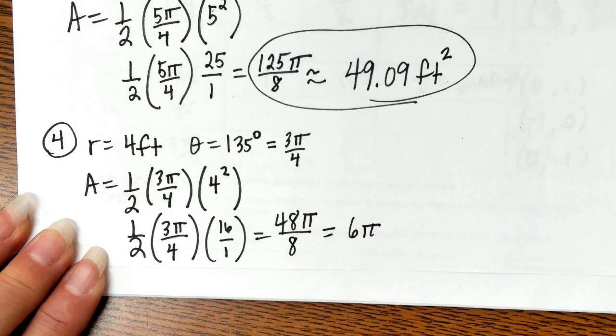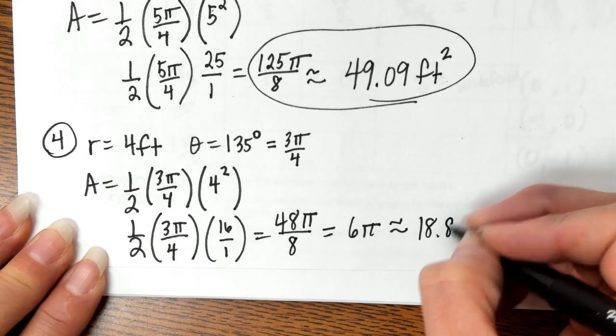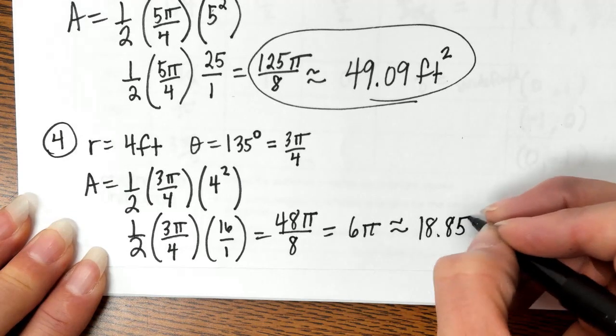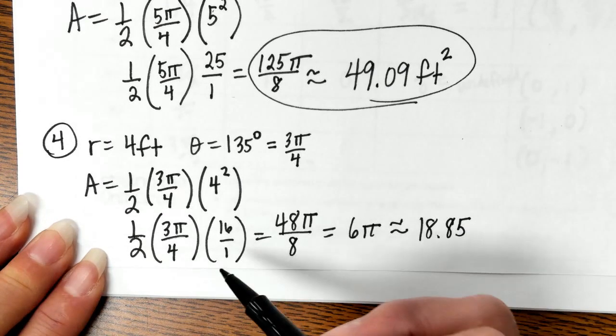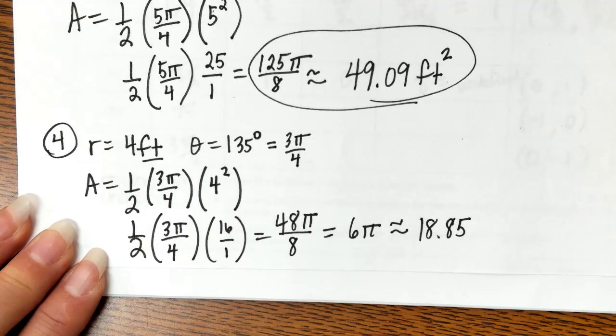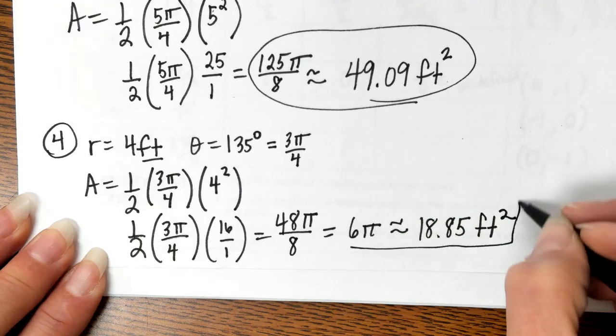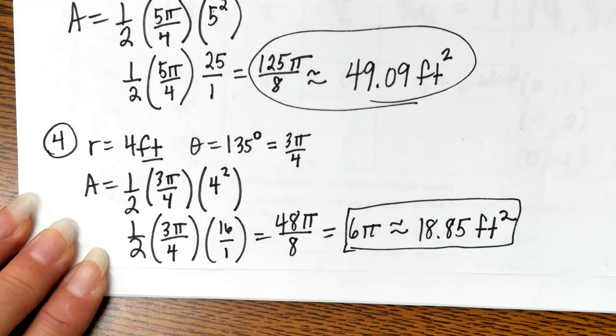6 pi is the answer, but if we put that in our calculator, we get about an 18.85. And remember, we did area. So since this is an area problem and we were in the unit of measure feet, it is feet squared. So this is your answer.